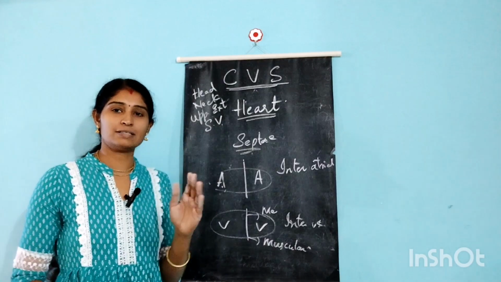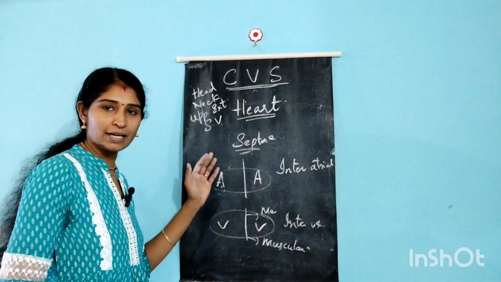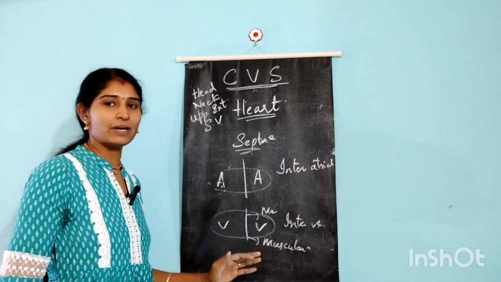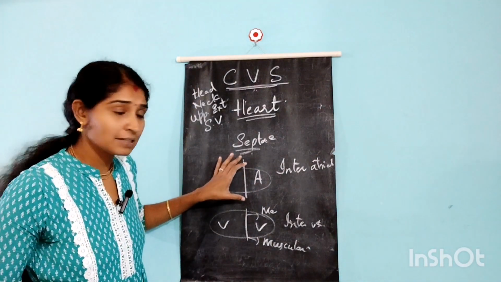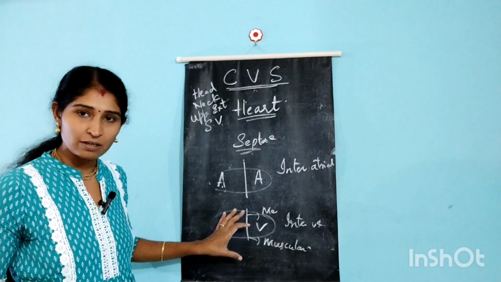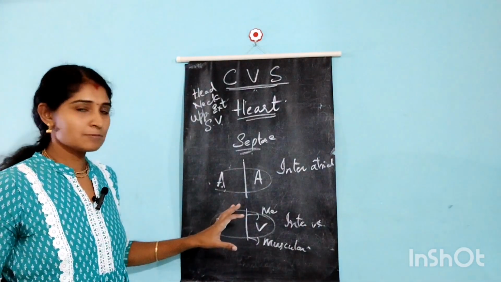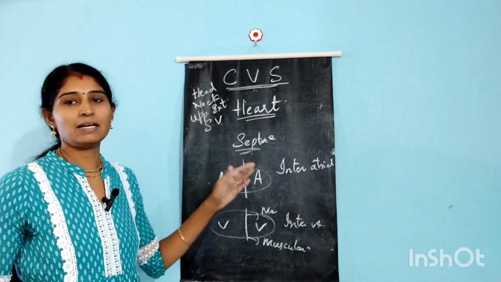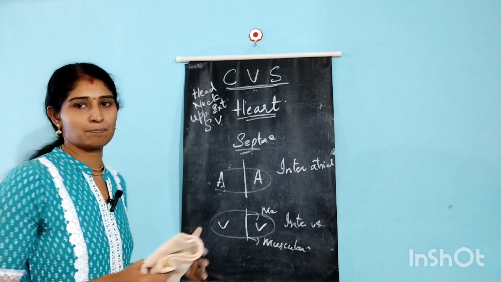Clear? The septum means what? It is a partition, between the 2 atria and between 2 ventricles. So it is called interatrial septum and interventricular septum. Why is it present? To separate the right and left sides, so that the deoxygenated blood and oxygenated blood will not get mixed up.